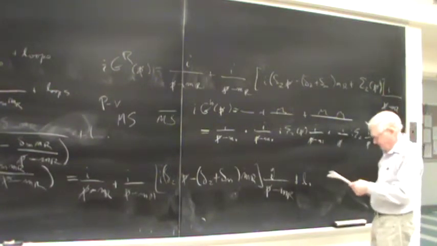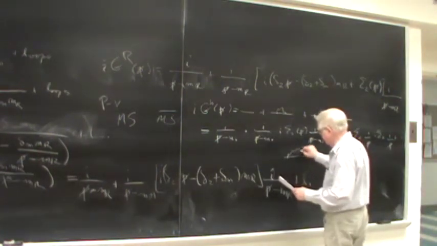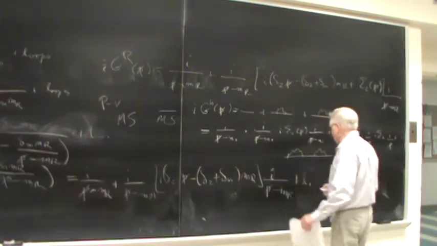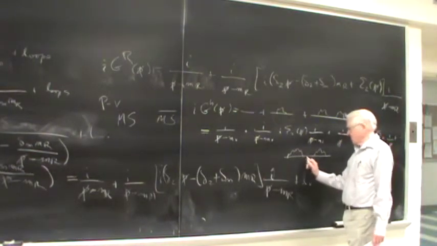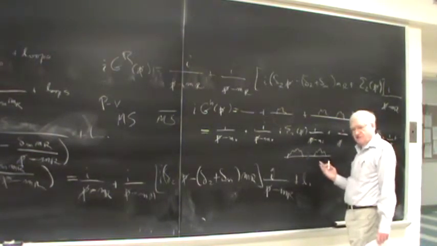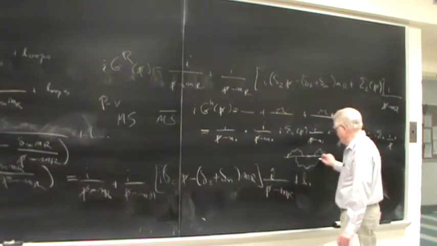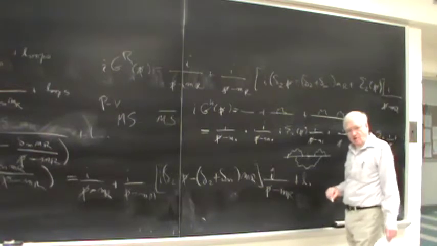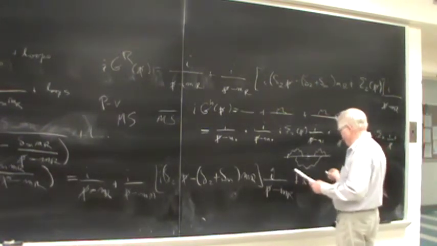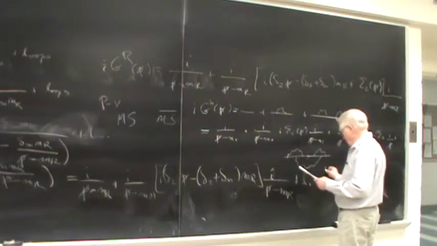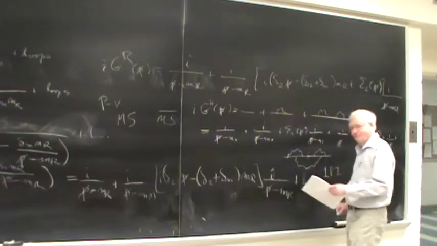And so, for example, this is one particle reducible because you can cut one line and you have two disconnected diagrams. This one is not one particle irreducible. And so this one is said to be one particle irreducible.